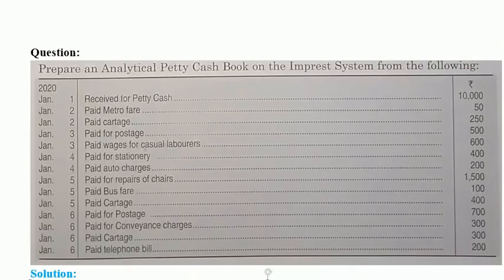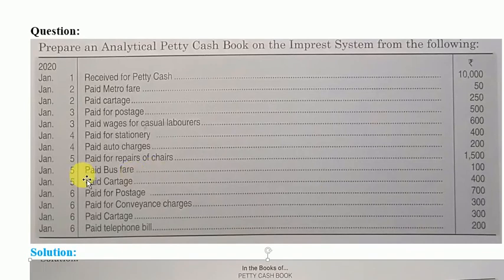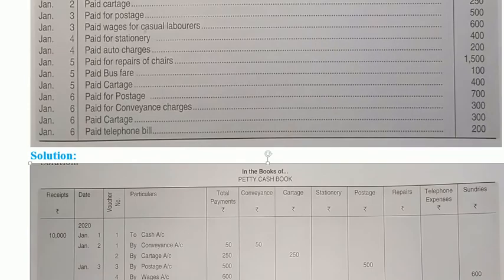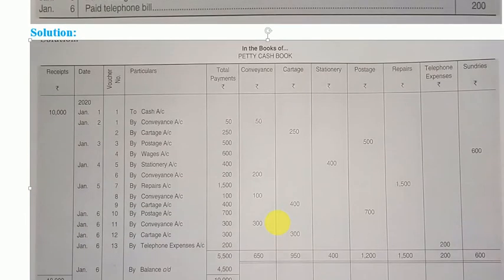Now proceed towards another one, that is paid bus fare of 100 rupees. So this also is recorded in the conveyance column with an entry of by conveyance. We'll record 100 in the total payments column, and again we'll do the same, we'll record 100 in the conveyance column.